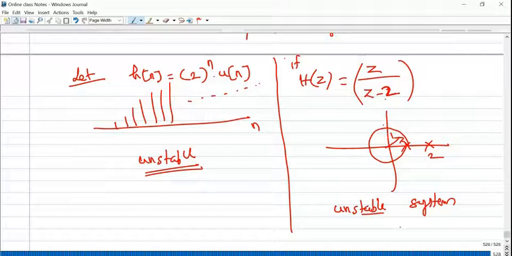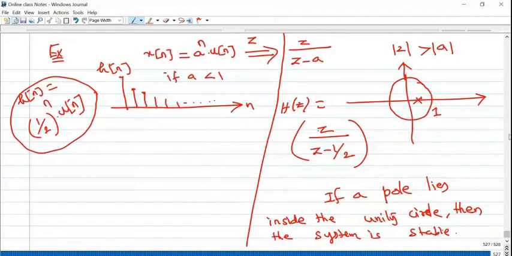Understood? That is the reason while solving the problem I suggested to check whether the system is stable or unstable. We have to check the poles. If all the poles lie inside the unity circle, then it is stable. If any pole lies on the unity circle, then it is marginally stable. If any single pole lies outside the unity circle, then it is an unstable system. So these are some basic concepts, just for your understanding purpose only.